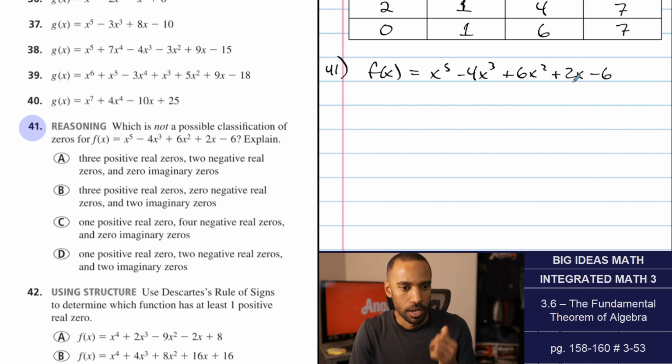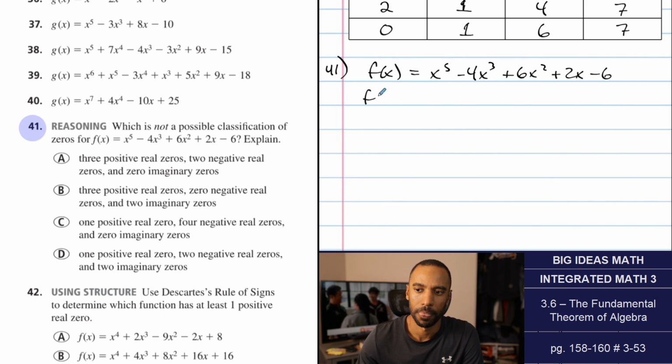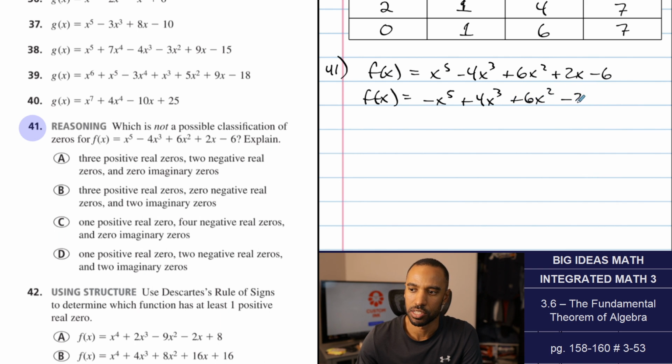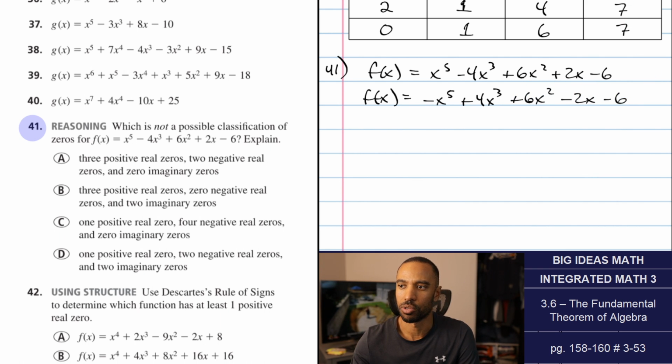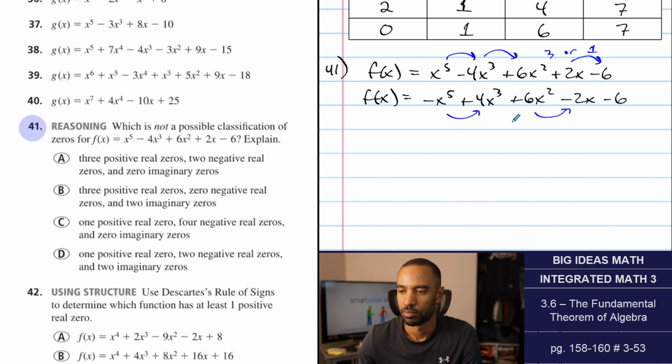All right, let's see what they're saying. 3 positive real zeros, 2 negative, and 0 imaginary, and so on. I think it's easier for us to just come up with our list and go off of that, right? So negative or plus, change sign, keep the sign the same, change the sign, keep the sign the same. Okay, so to us, what are we looking for? Sign change 1, 2, 3. So we have 3 or 1 for positive, and sign change 1, 2. So 2 or 0 for negative.